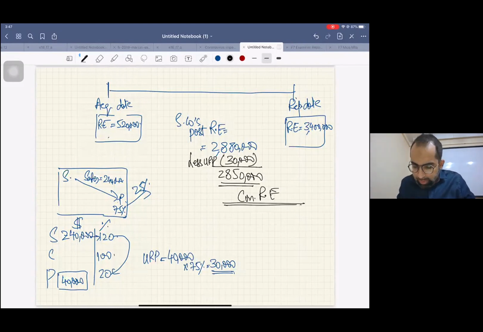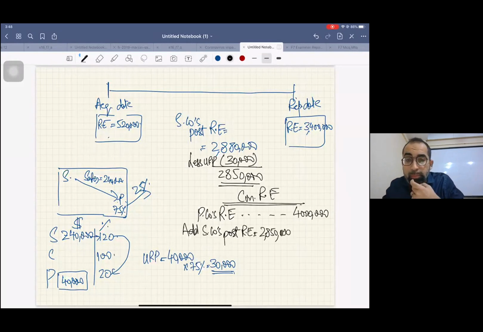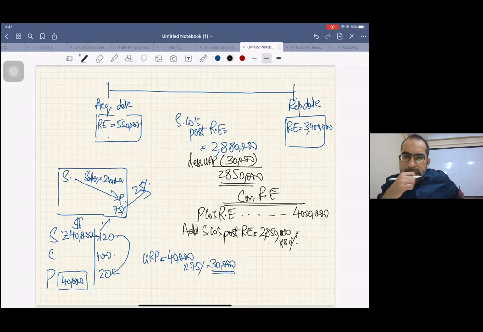Complete retained earning of P company at the year end. So I'll write first P company's retained earning. Complete retained earning is how much? I think it's 4 million. Thank you. And add S company's post retained earning, which is 2850 times the holding percentage. Holding is 80%. 2850 times 80%, how much is this? 2280, thank you.